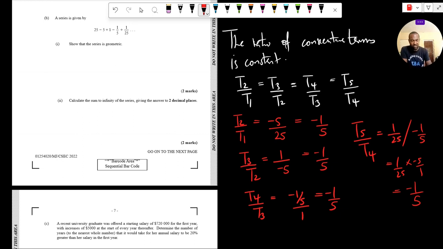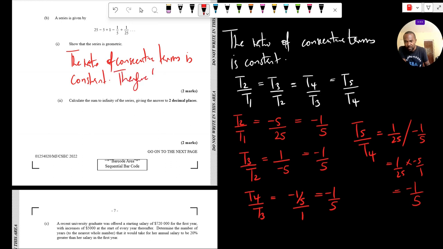So having obtained a constant ratio, make a statement and say that the ratio of consecutive terms is constant, and therefore the series is geometric, right? So this basically shows that we understand exactly what it means for a series to be geometric, okay? So that is part one of that part of the question. Now let's move on to part two.